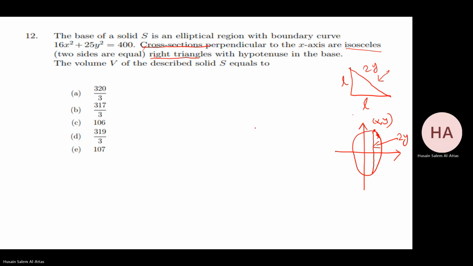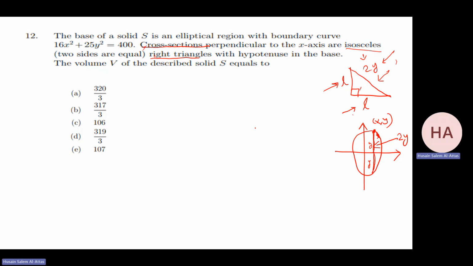This is the hypotenuse. The other two sides are equal to each other, L and L, and this is the right triangle. So why do I call it 2Y? Because this is Y and this is Y. If you look at this X and Y, this is Y, this is another Y.